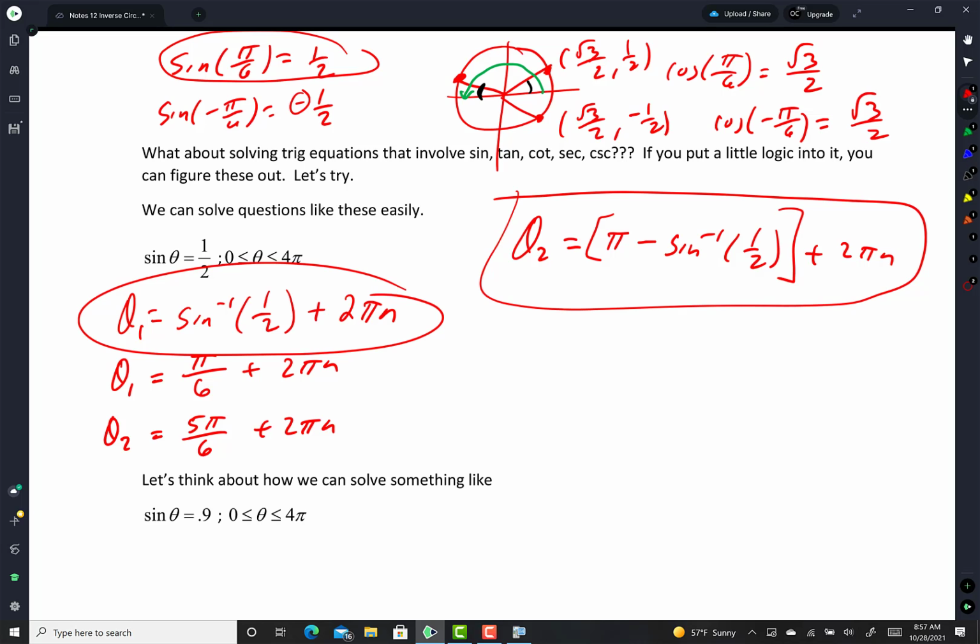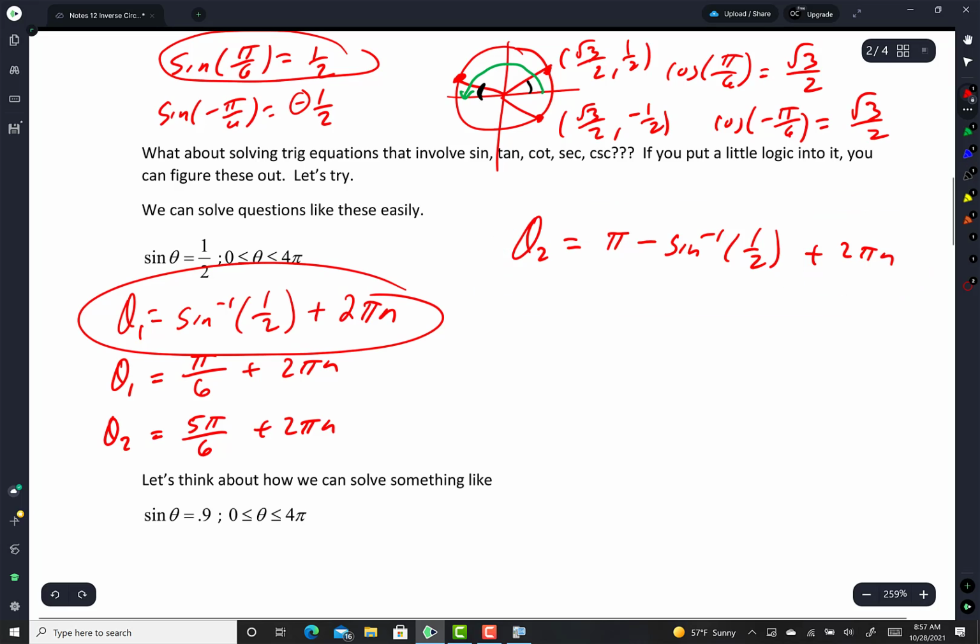It's not in brackets, right? I put it in brackets, but you don't have to. You can drop it.